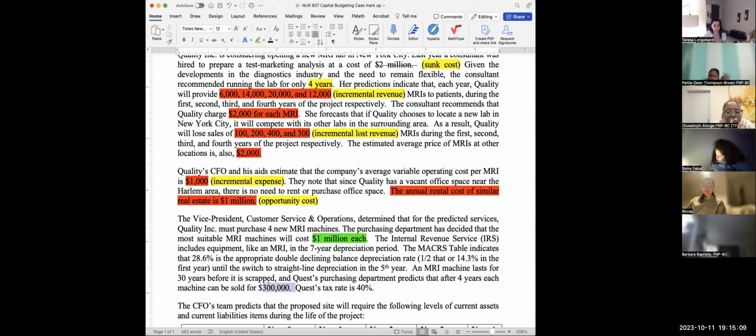So this $300,000 that we can sell it for, is that going to be an incremental cash flow? Yes, right? Because it's going to change hands. We're going to get the money. They're going to get the machines. So that's going to be an incremental cash flow.